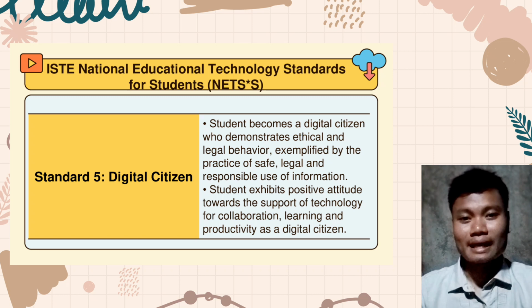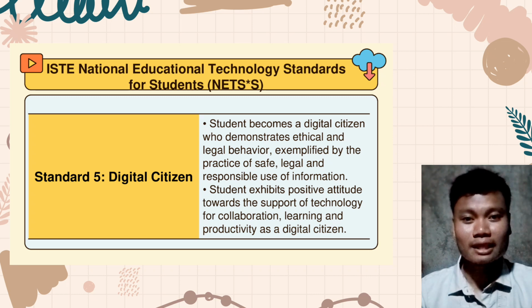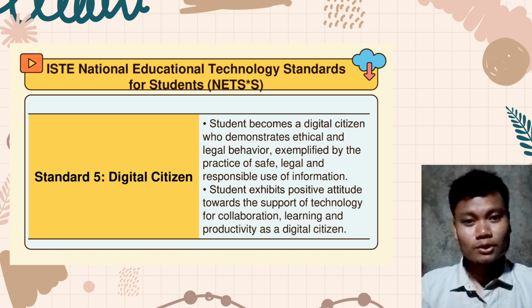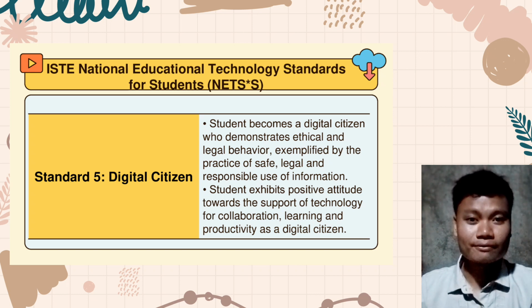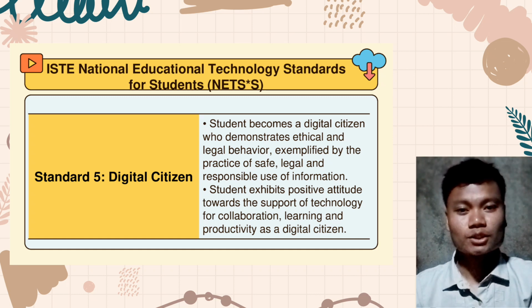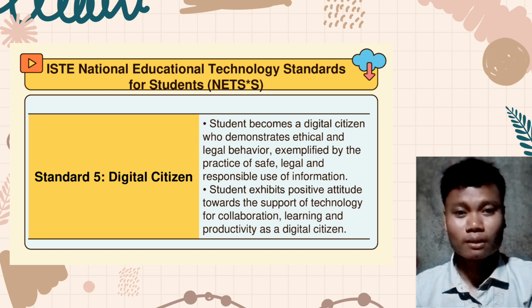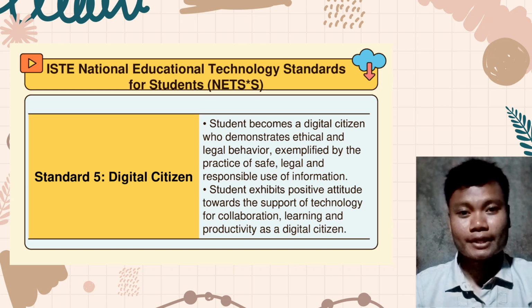And standard number five, digital citizenship. This standard requires that every student become a digital citizen who demonstrates ethical and legal behavior, exemplified by the practice of safe, legal, and responsible use of information. Furthermore, the students exhibit a positive attitude toward the use of technology in support of collaboration, learning, and productivity as a digital citizen.